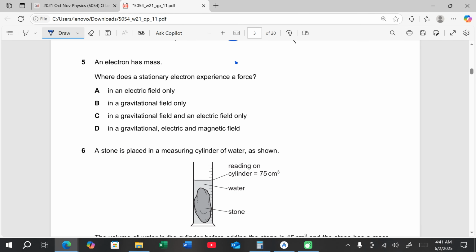An electron has a mass. Where does the stationary electron experience force? So it is going to be the electrical field only. No, it should have a gravitational field as well. Gravitational field and electrical field only. Yes, it's not going to experience any force in a magnetic field, since whenever an electron moves perpendicular to the magnetic field, then it experiences force. Here it does not say anything like that. For the gravitational field, since the electron has some mass, it will experience some gravitational force. So it's going to be C.